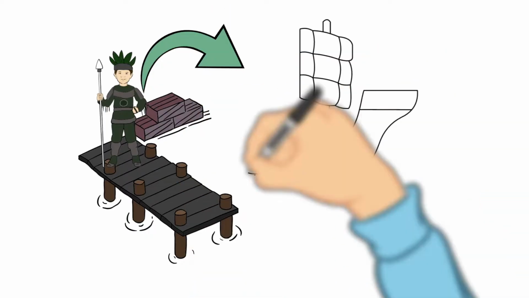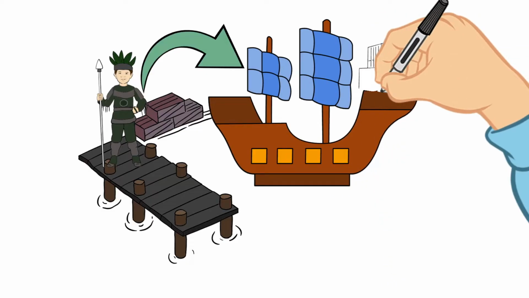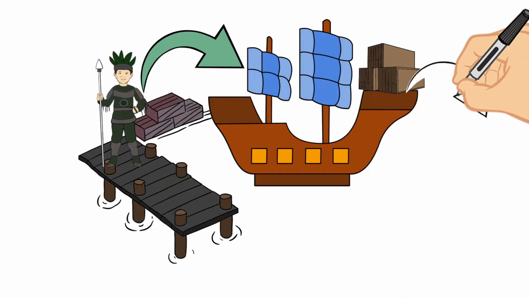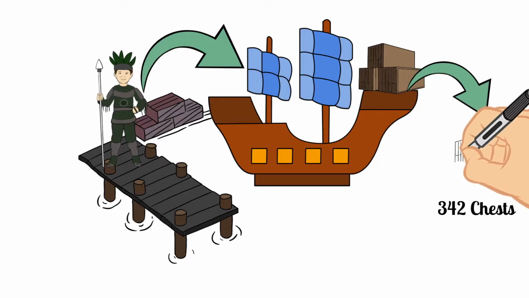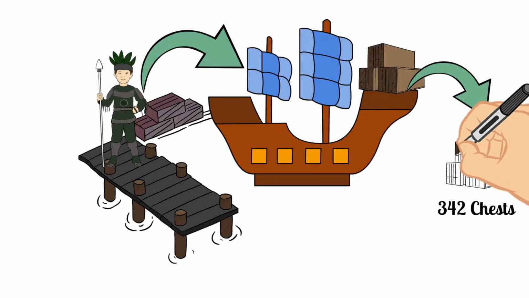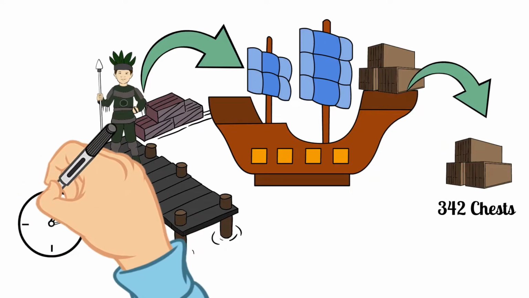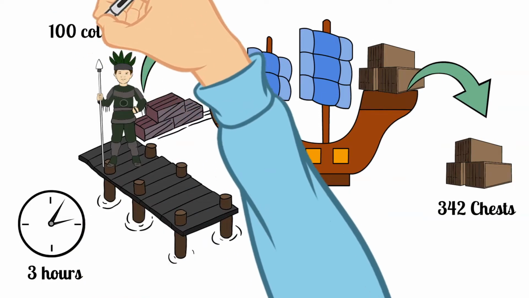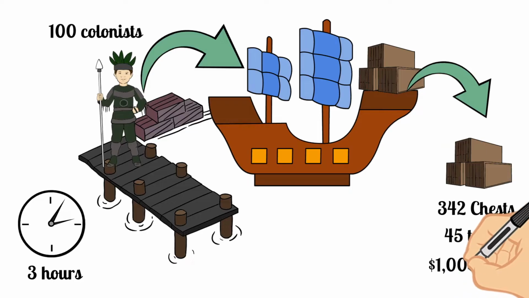They proceeded to throw 342 chests of tea into the water. It took nearly 3 hours for the more than 100 colonists to empty the tea into Boston Harbor. These chests held more than 90,000 pounds of tea, or 45 tons, which would cost nearly $1 million today.